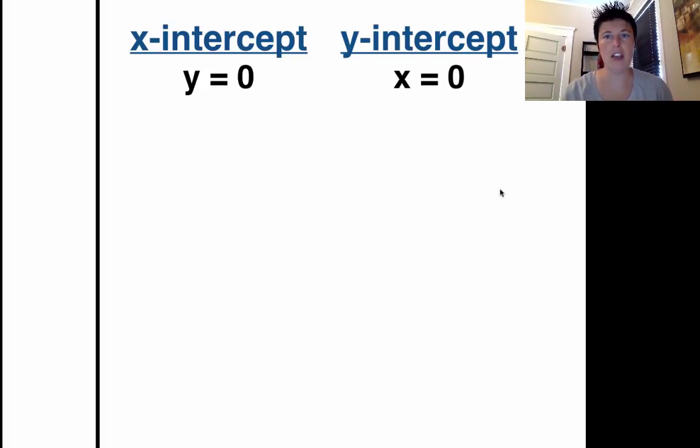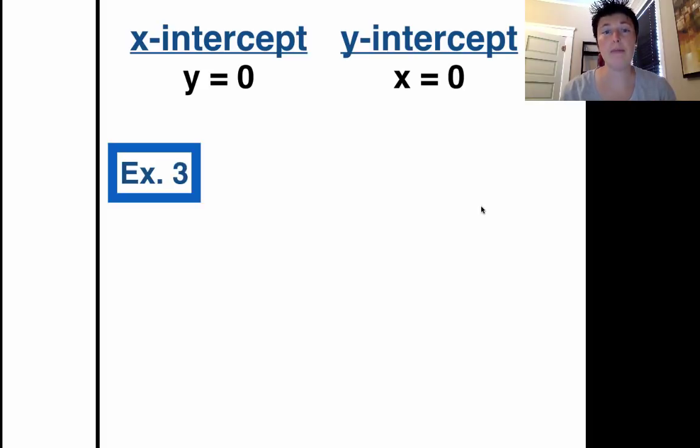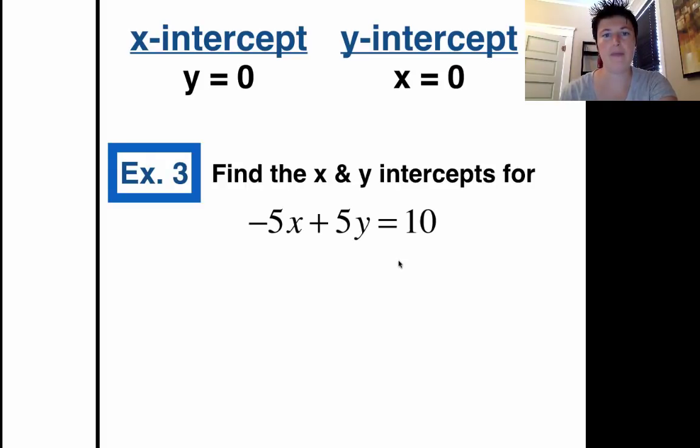Now, why is that important? Why am I showing you all this? Because we're going to do another example, example 3, and we're going to graph a standard form, but we're not changing it to y equals mx plus b. So here's what we're going to graph. We are going to graph -5x plus 5y equals 10. -5x plus 5y equals 10. But we're going to do it by finding the intercepts. So no moving it around.